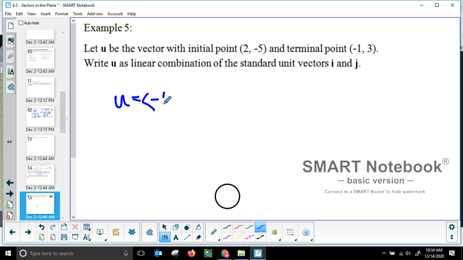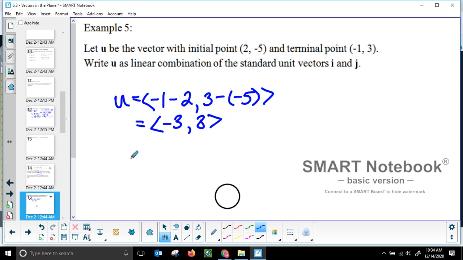So I have negative 1 minus 2, comma, 3 minus negative 5. This would be in component form. So negative 1 minus 2 is negative 3, and 3 minus negative 5 is 8. We've done that before.